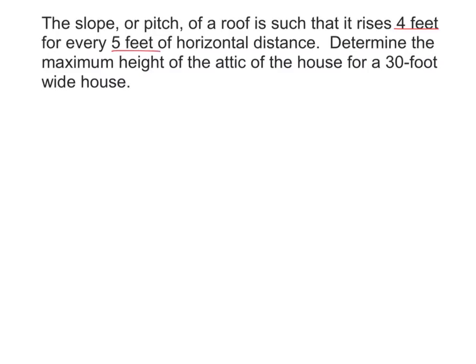So if you remember from our definition of slope, slope is rise over run. So our slope for this house, we can say, is 4 over 5. It's the vertical over the horizontal. Once we have the slope, the easiest way to solve these problems is to just set up a proportion using the slope. So remember, this is vertical over horizontal for our slope.